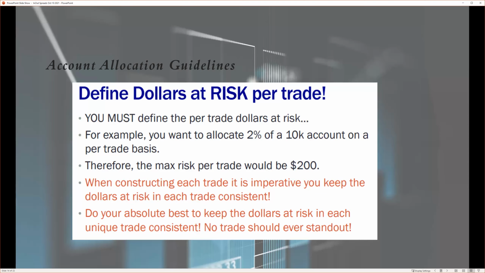But adjust your amount per trade to something that can at least give you the opportunity to have a portfolio of, I don't know, 10 trades, 5 trades. You define that. So it gives you at least the opportunity to play as many of them as possible, if not all, right? So that is very important. Do your absolute best to keep the dollars at risk in each unique trade consistent. No trade should ever stand out. That is very important. If you don't do that, this strategy is not going to be successful.